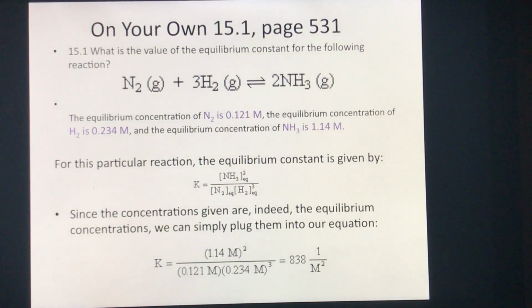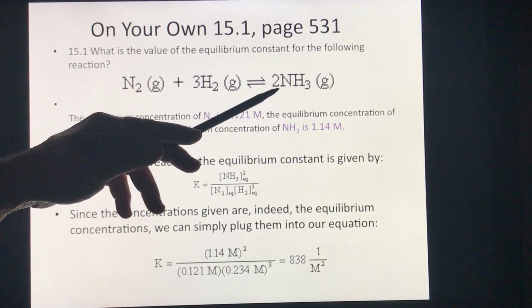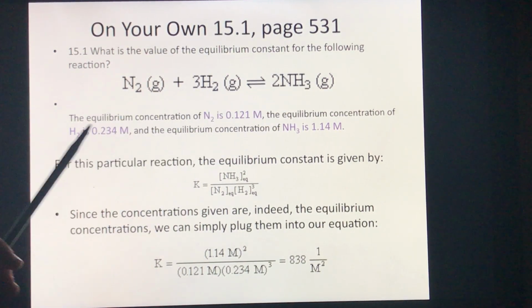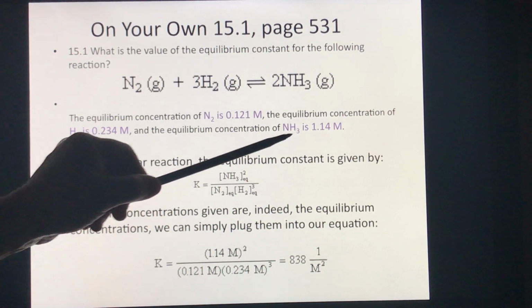Okay, so now we're going to do a couple on your own. They're very similar. It says, what is the value of the equilibrium constant for this reaction? So we have N2 plus H2 yields 2NH3, the ammonia. And then we're given the values at equilibrium here.